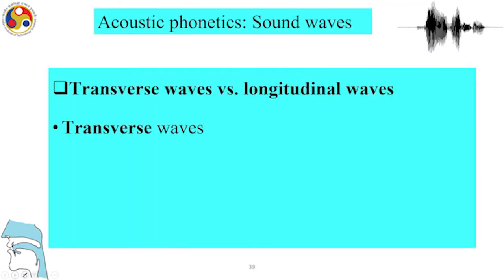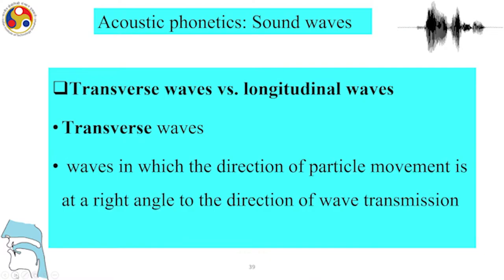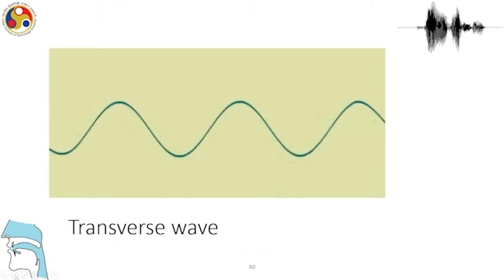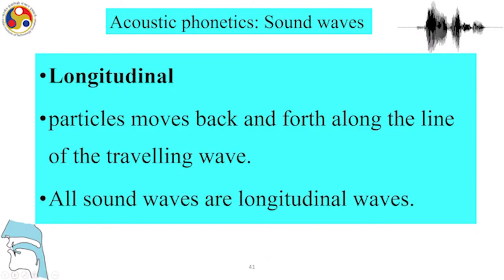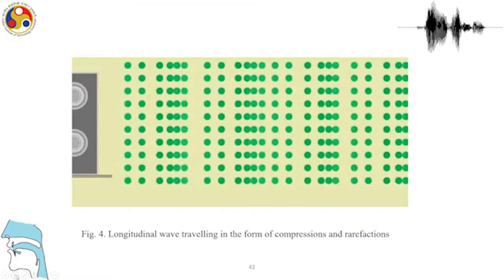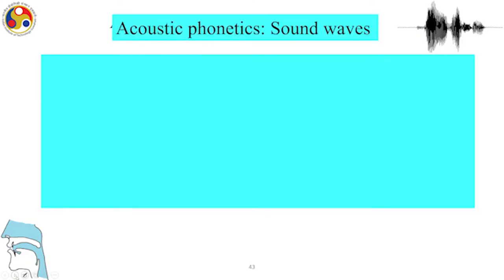So we have studied transverse waves and longitudinal waves. Transverse waves are different from longitudinal waves, and all sound waves are longitudinal waves. You also saw how a longitudinal wave travels in the form of compression and rarefaction, and we had shown this with particles moving to one position and then going back to the other position. So this is how a longitudinal sound wave would behave.